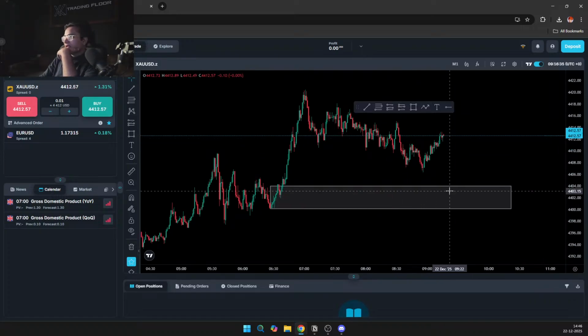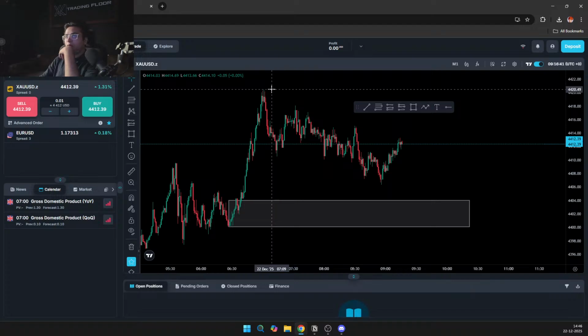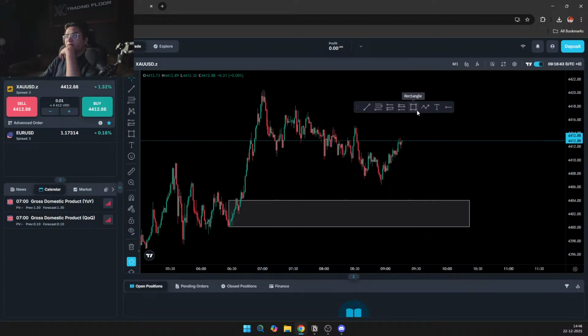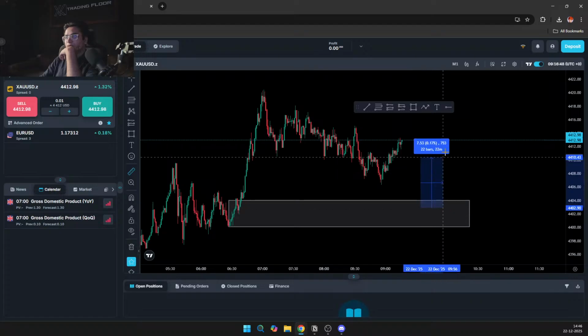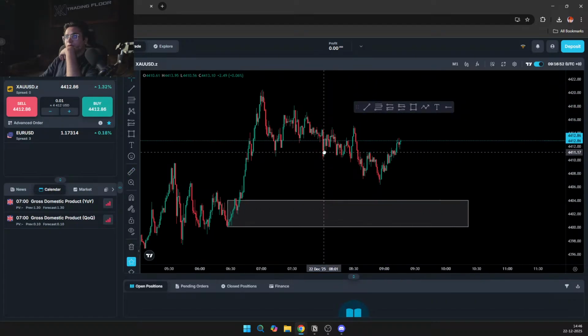If I'm looking for buys in the London session, that would be around this level. That looks like something where I can take a buy and target the all-time high. That is enough of a move for me to capture. That is good enough. More than good enough.